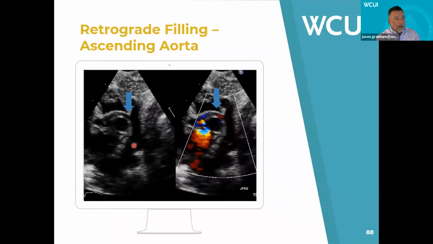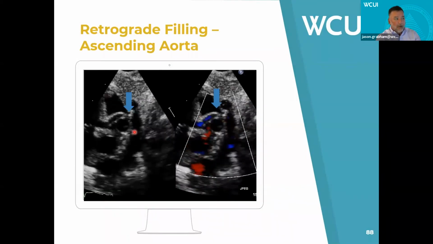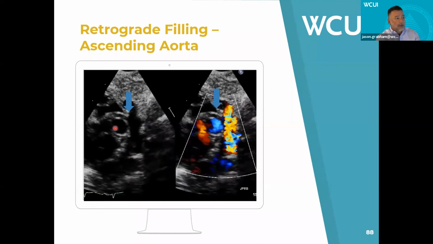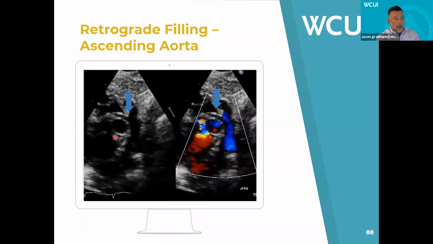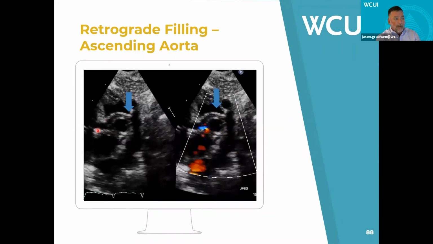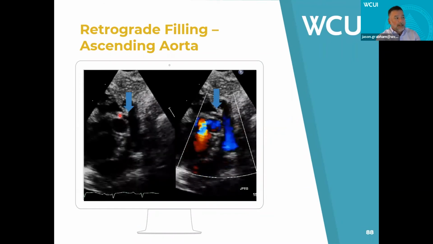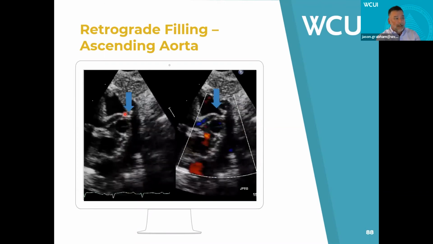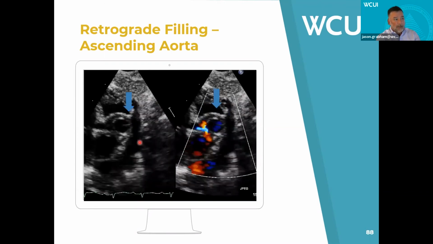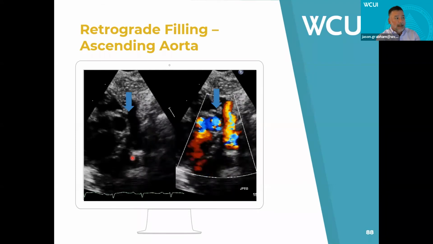When we talked about the retrograde filling of the ascending aorta, this is a great example. So this is a view of the aortic arch. And so the aortic valve sits in this region. This is ascending aorta. And you can see it is very hypoplastic, very small, particularly when you compare it to the size of the descending aorta here.